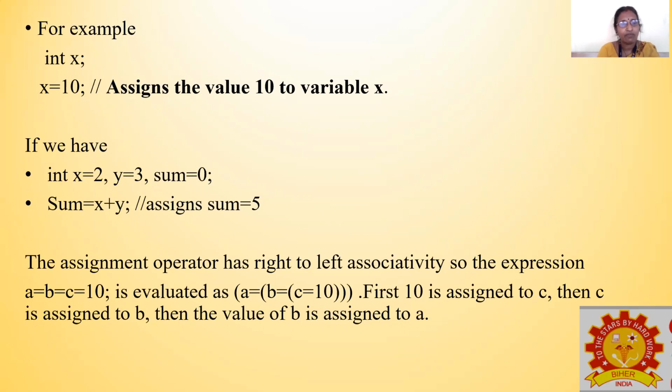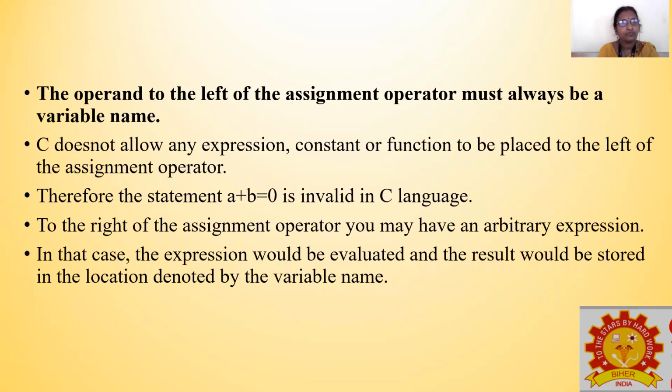Assignment operator has left to right associativity, so the expression a = b = c = 10 is evaluated as follows: first c is assigned 10, then b is assigned the value of c, that is 10, then a is assigned the value of b. Now b is already 10, so a will be assigned the value of 10.